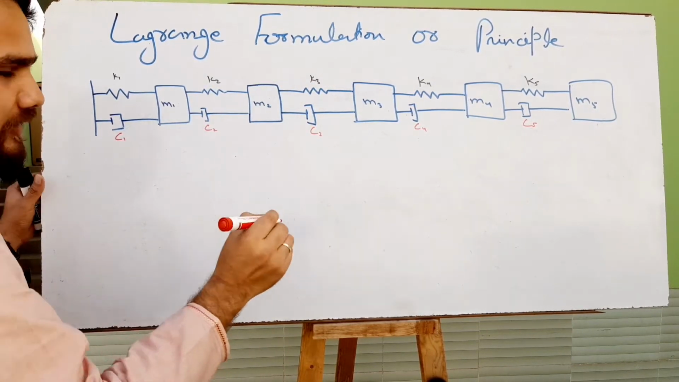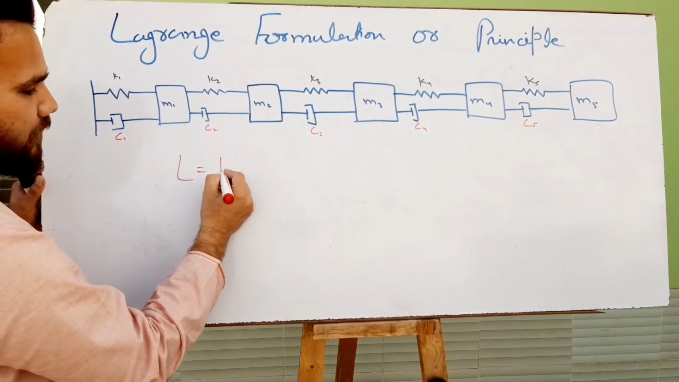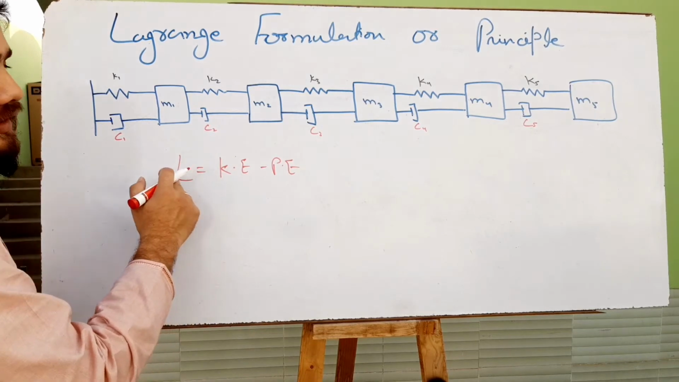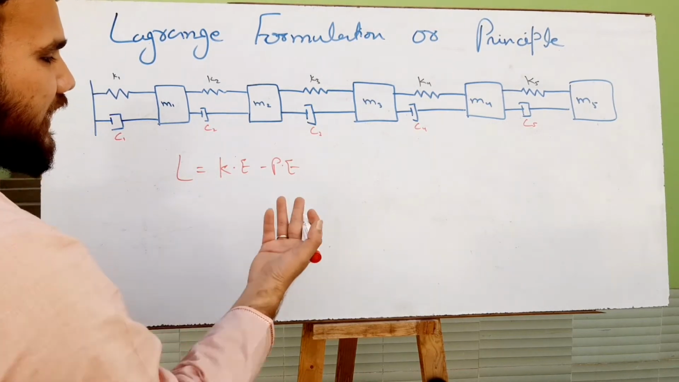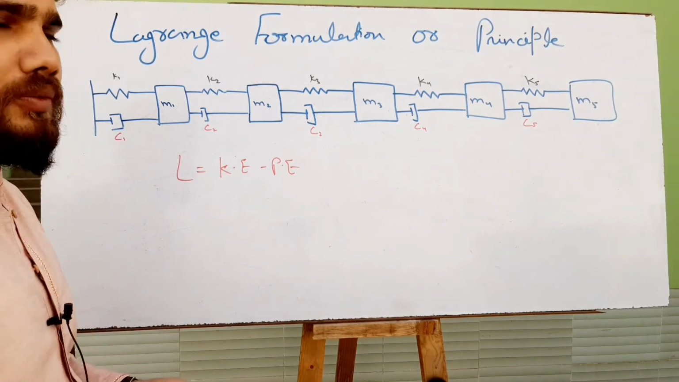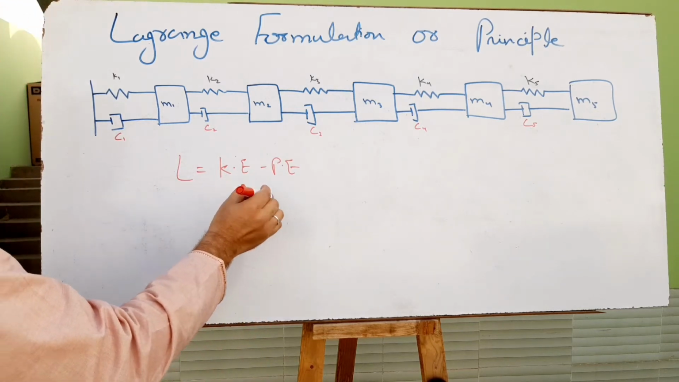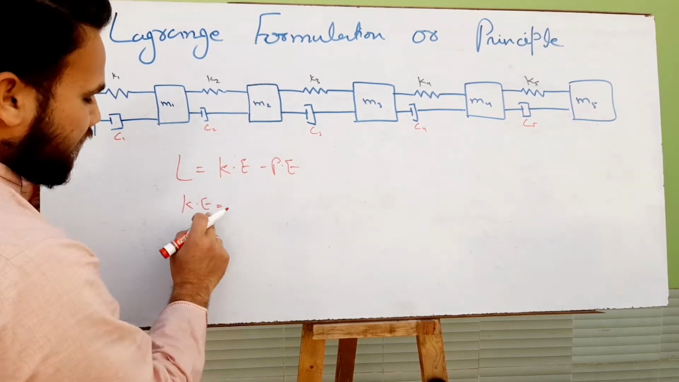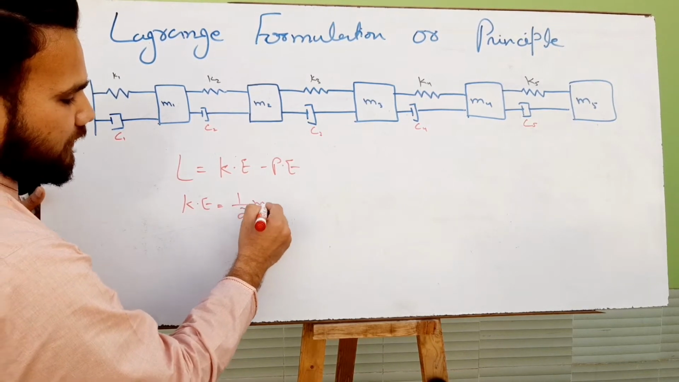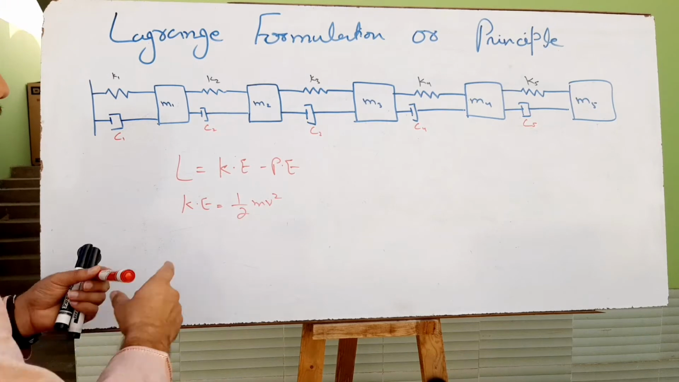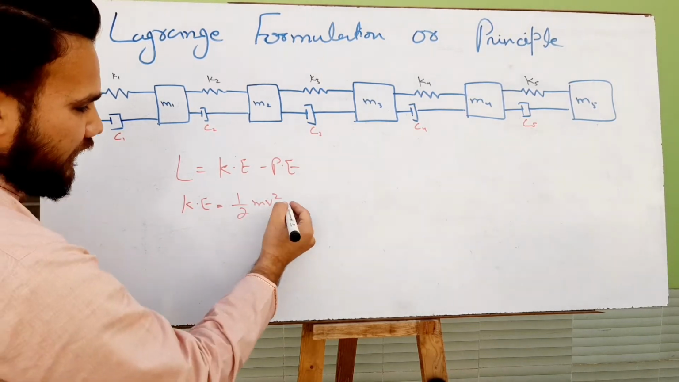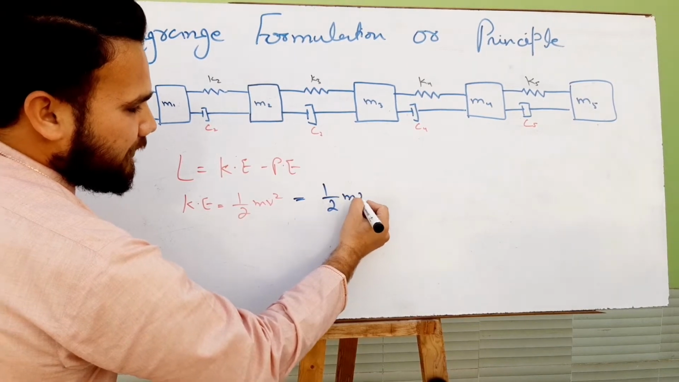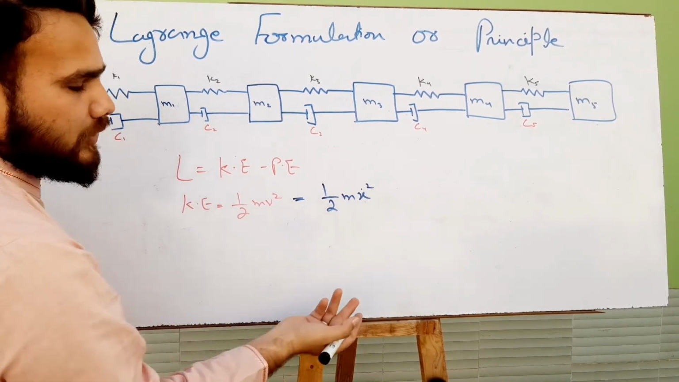Lagrange principle states that L equals kinetic energy minus potential energy. Here L is the Lagrangian function, and kinetic energy and potential energy are the energies, you know. For kinetic energy, we know from elementary school physics that kinetic energy equals half mv squared. In mathematics, this v is basically x dot squared.